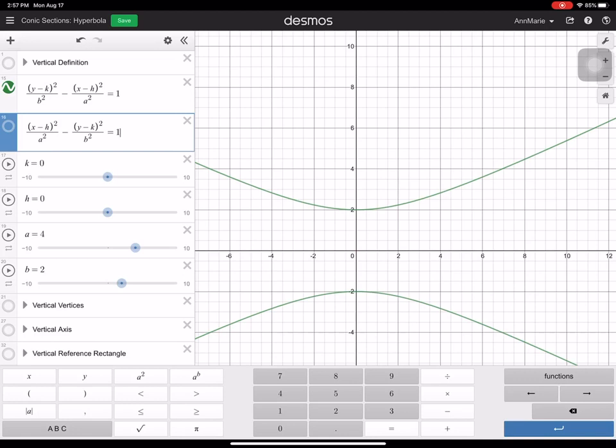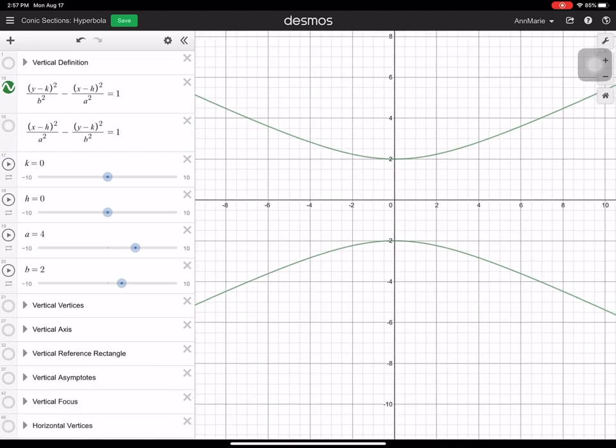I'm going to walk you through the definition and understanding of a hyperbola. So what I have pictured here is a standard hyperbola, and this happens to be a vertical hyperbola. And it's vertical because it opens up and down.